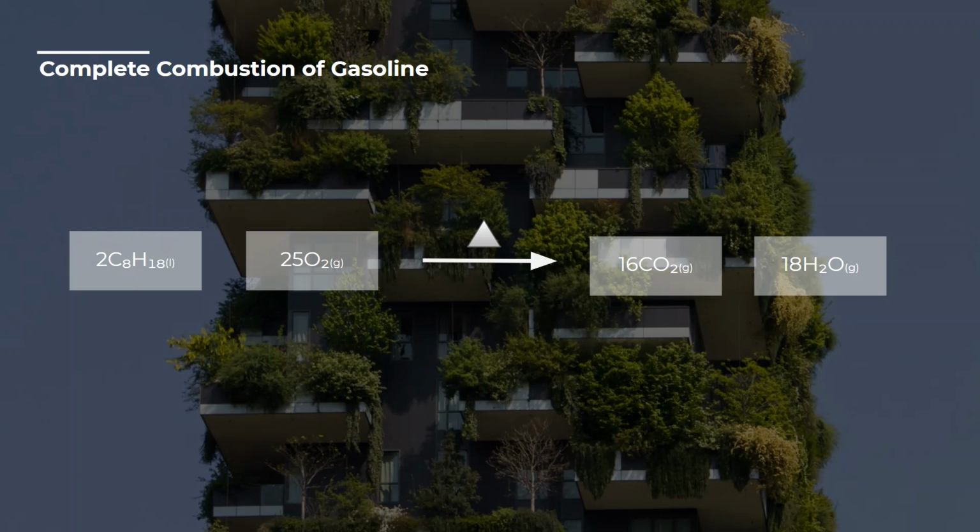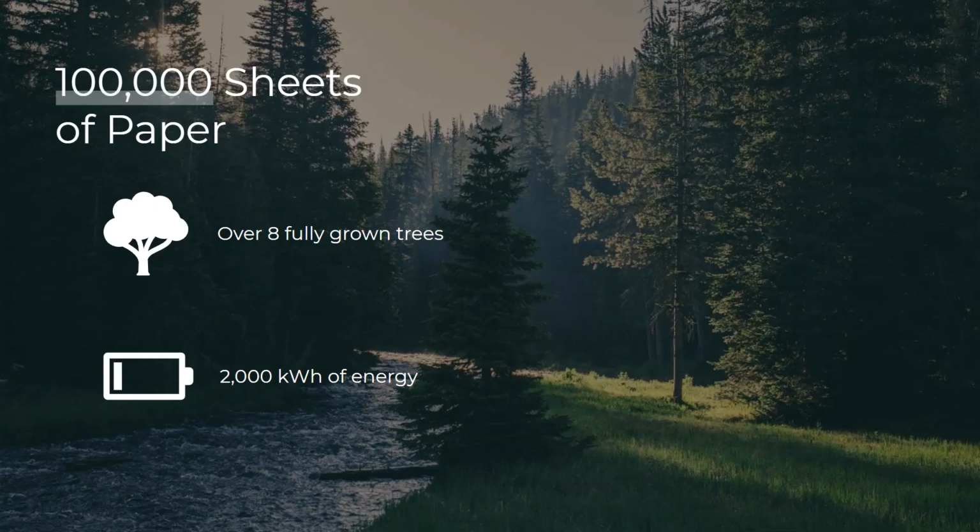and your carbon footprint. Paper used in the office also has a negative impact on the environment. Did you know that producing 100,000 sheets of paper requires over 8 fully grown trees and almost 2,000 kilowatts of energy? It may not seem like a lot, but it has a carbon footprint of 6.6 tons of greenhouse gases.